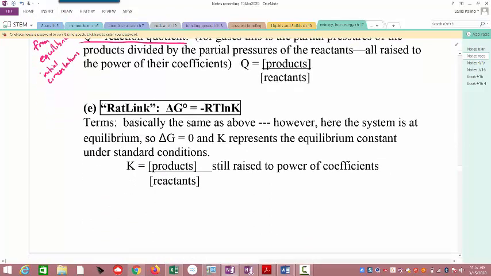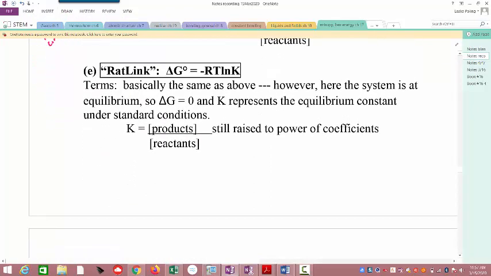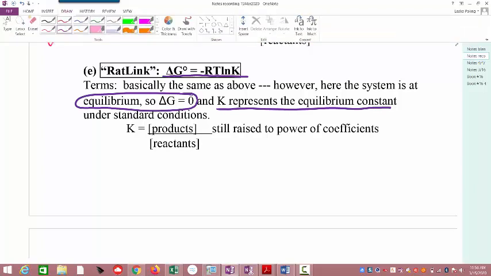Okay. Now we have another one. Your standard delta G equals negative RT natural log of K. So K, equilibrium constant, because at equilibrium, delta G is 0. Okay, and so, we had the ghost equation, so this one is RATLink. We had QSMAT. We like to call these by words just to make them easier to say.